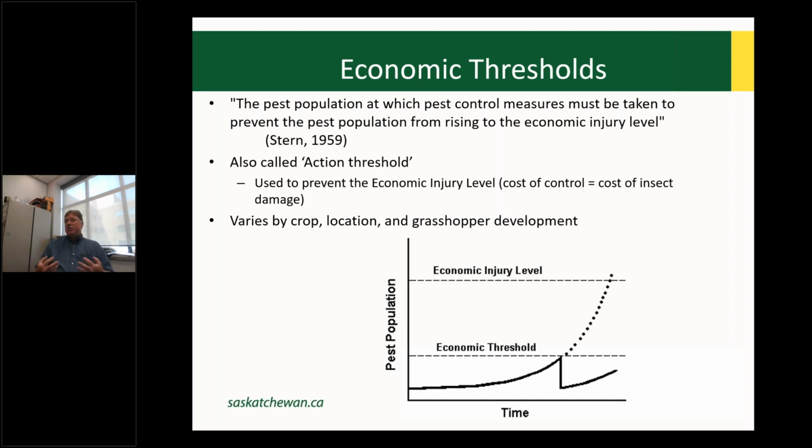So with this action threshold, we're trying to avoid that economic injury level, where the cost of control is not paying for itself. This is going to vary by crop, location and grasshopper development, and it varies by pest. But you can see the functional relationship here. The population continues to grow, the dotted line, to the economic injury level, unless you inflict control. Then you can knock it down. There's a possibility for it to continue to increase and require subsequent application or subsequent control. But you've negated or limited the impact of that population to below the economic injury level.